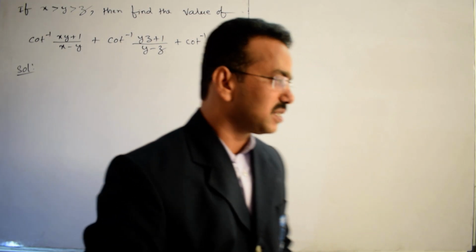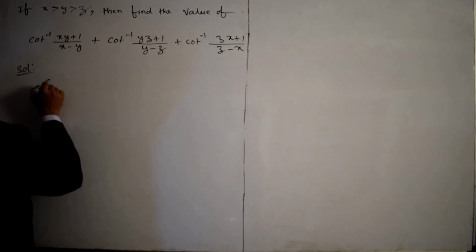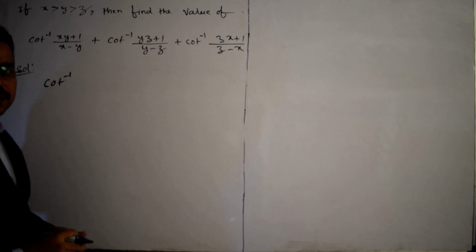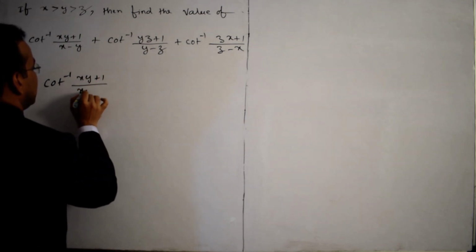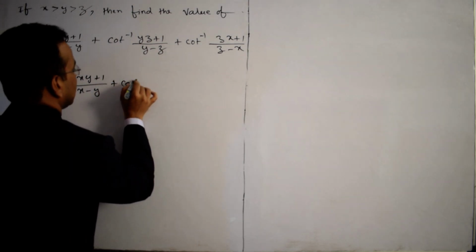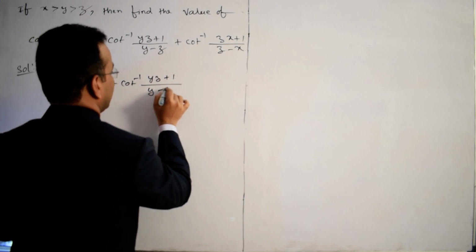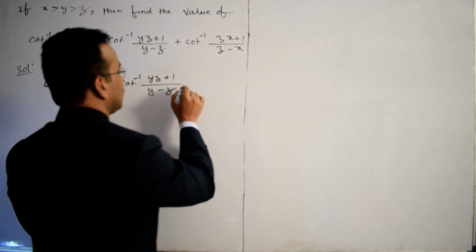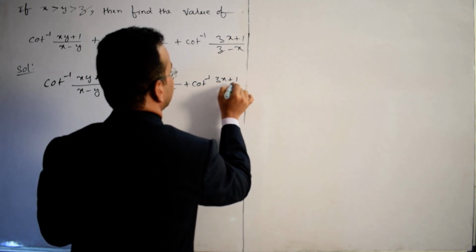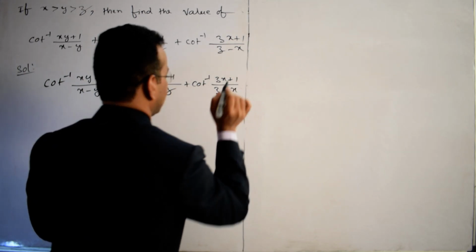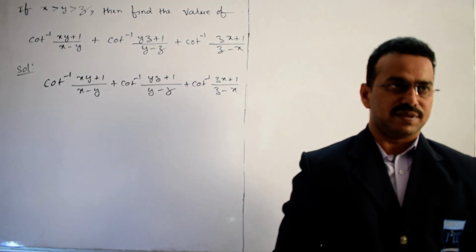First, let me write the given expression and then we will think about the solution. Given expression: cot inverse of (xy + 1)/(x - y) plus cot inverse of (yz + 1)/(y - z), and the third term, cot inverse of (zx + 1)/(z - x). Clearly, in each and every term there is a cot inverse.